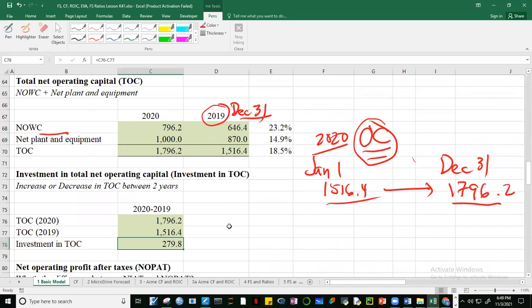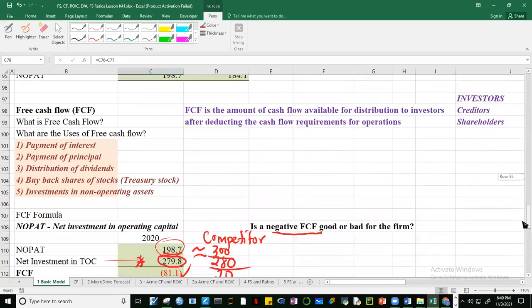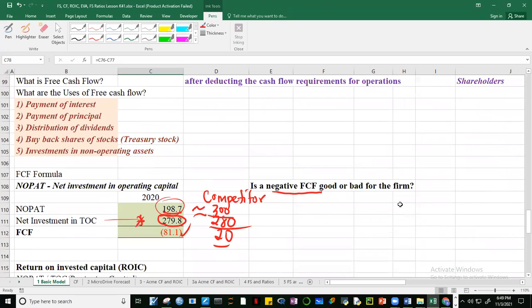Now, if the cause of the negative free cash flow is primarily due to the company loading more on its assets, then that means that this is a good, quote-unquote, good problem. Okay, so a negative free cash flow is not automatically bad for the firm. That's why, guys, we have to investigate further. Okay, we cannot just take this at face value. We have to compare this with the competitor, and also we have to look at this in the context of the nature or the quality of these two items here, the NOPAT and the net investment in TOC.